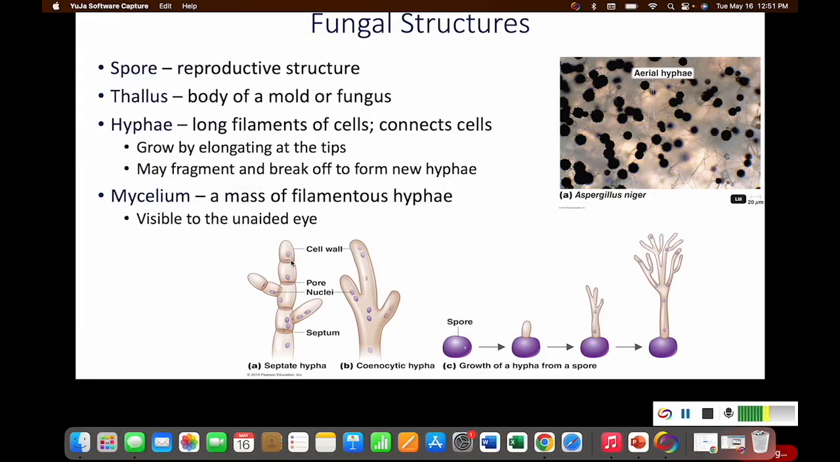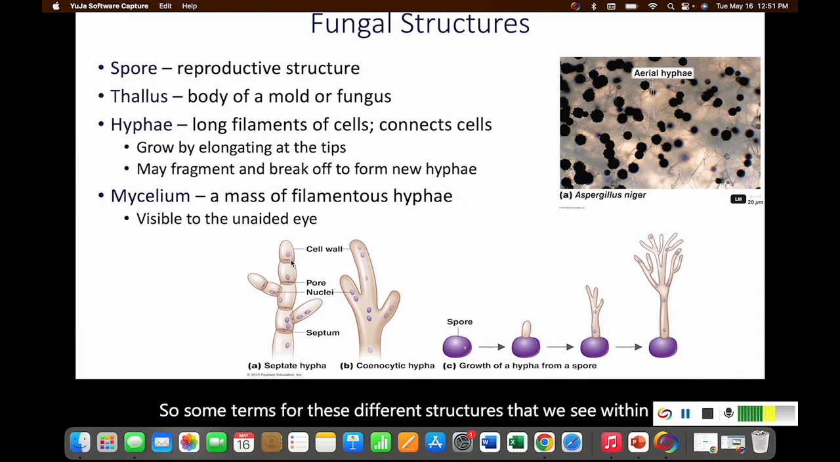So some terms for these different structures that we see within a fungal community. One would be a spore. A spore is a reproductive structure. So it is released by a fungus to grow into a new organism. The thallus would be the body or the mold of the fungus.